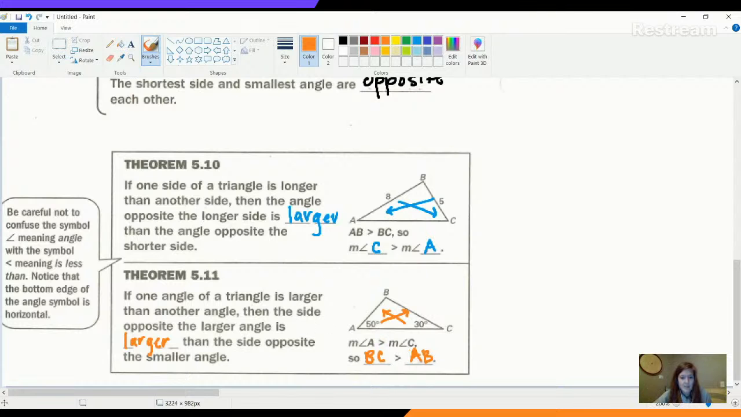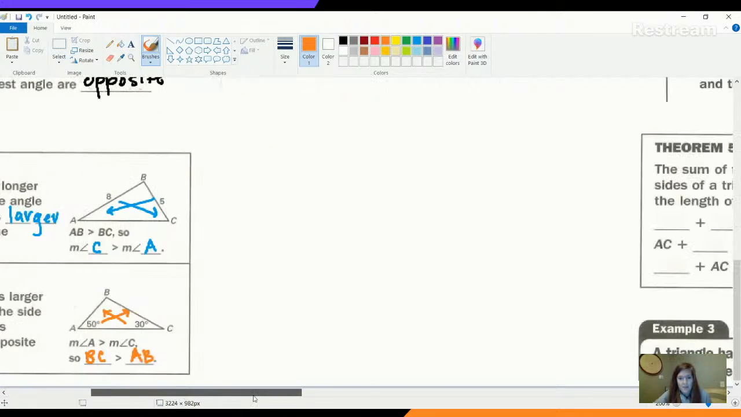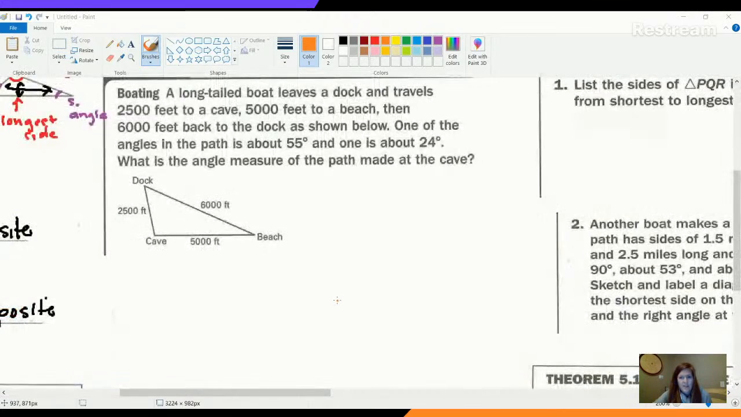So let's do a quick example with this just to make sure you're comfortable with it. Actually, there's a couple examples and we'll go through them pretty fast. So here we go. We've got a long-tailed boat that leaves a dock and travels 2,500 feet to a cave, 5,000 feet to a beach, and then 6,000 feet back to the dock, as shown below.